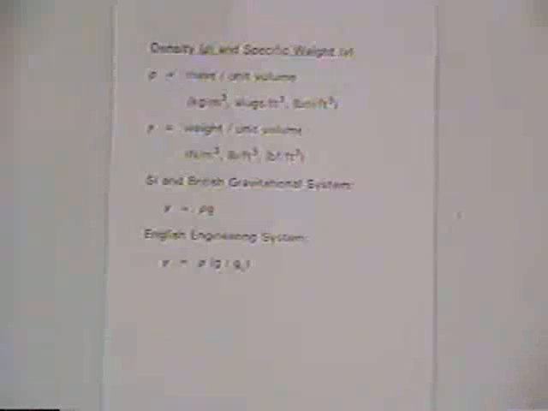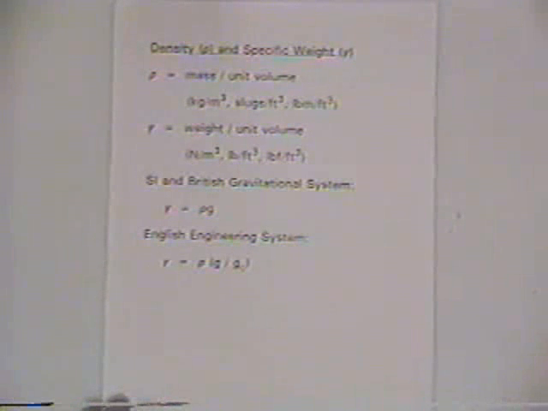We'll be working with density and specific weight throughout the evening, and you'll be working with those on the exam. Density is mass per unit volume, and the units are indicated here. Unit weight is weight per unit volume, and the units are indicated here, newtons per cubic meter, or pounds force per cubic foot. Again, in either the metric or British gravitational system, the specific weight is just the density times an acceleration constant. And the English engineering system is a little more complicated because you have to use that standard g sub c as a conversion.